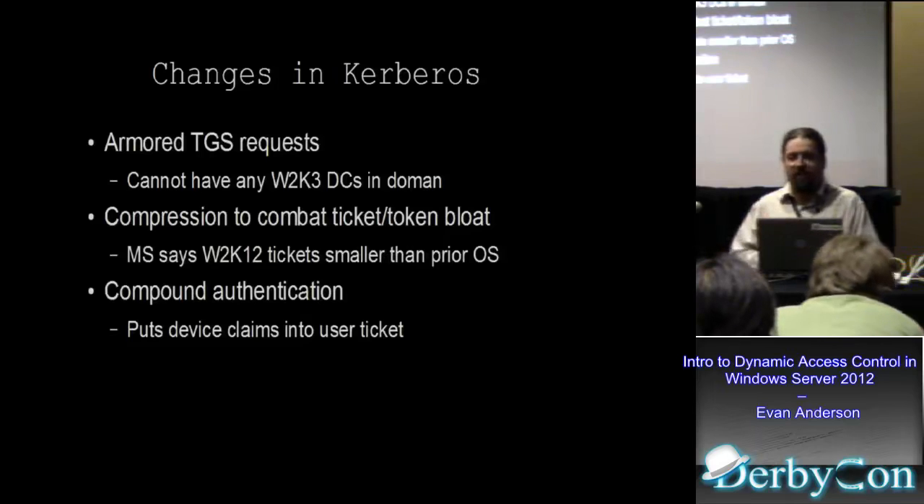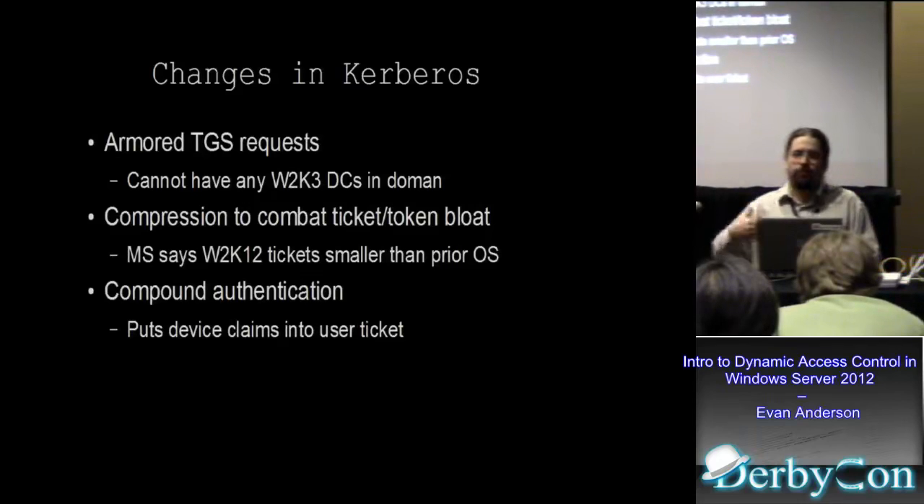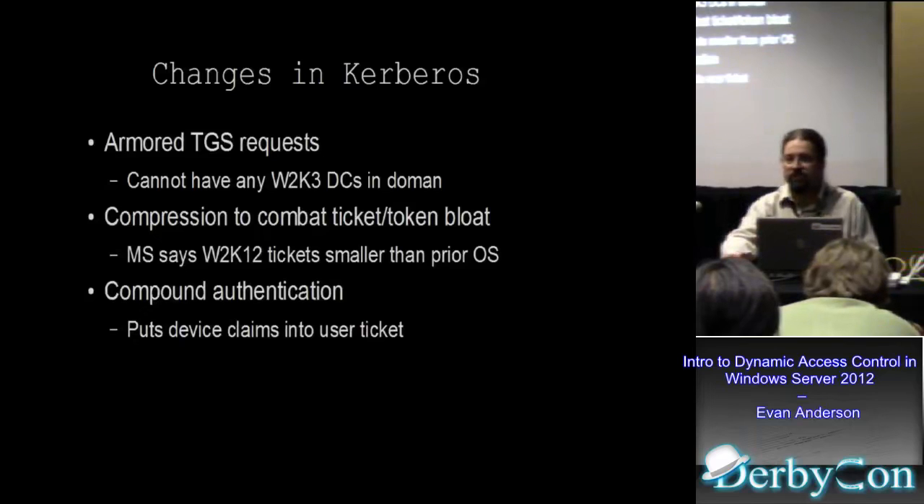To do device claims, like I said, with Windows 8 devices, you want to grant or deny access based on what the device is that the user's using. That requires armored TGS requests. There's an RFC that describes armored TGS, and it's on the next slide. I'm not going to go into what it is. It allows for some resilience to offline dictionary attacks in the protocol, only supported in Windows Server 2008 and up. So you can't have any 2003 DCs, and only Windows 8 clients are supported on the client side. There's compression in the tokens now to help out with them getting humongous.